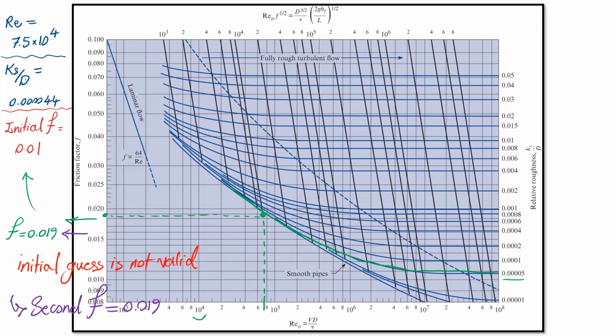I'm going to go back to the Darcy-Weisbach equation and find diameter based on this second guess. Then I'm going to find a Reynolds number based on this second guess. Then I'm going to find K sub S over D based on the second guess, and find another F, new F. If this F is equal to 0.019 or close to it, I'm going to accept it. If it's not equal or close to it, then I'm going to use it as my third guess and move forward. So I'm going to go to the next slide and show you how it works.